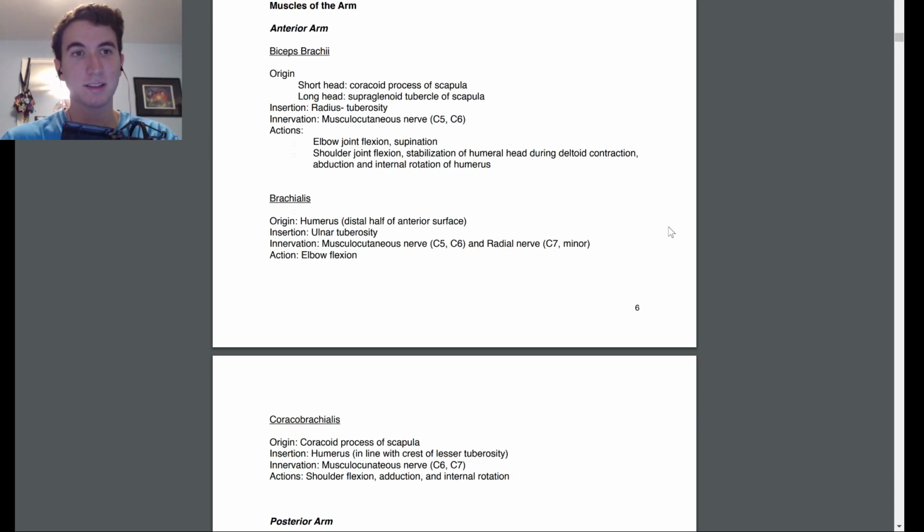And we have the brachialis. It originates at the humerus, the distal half of the anterior surface. So distal is the lower half. So your humerus is like this whole.